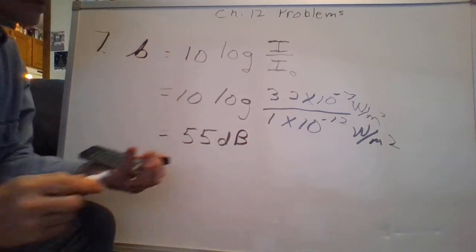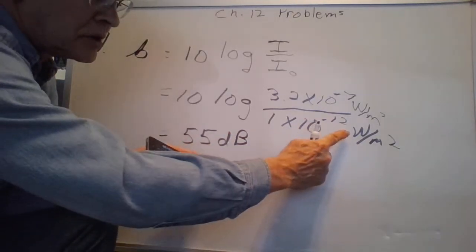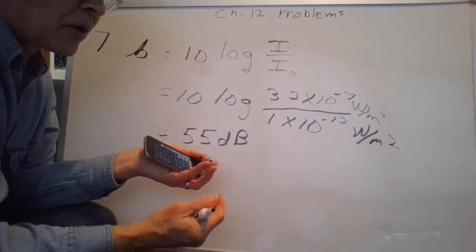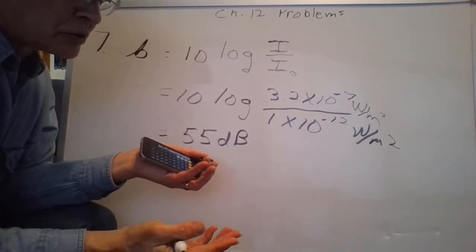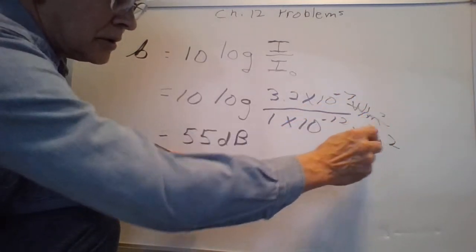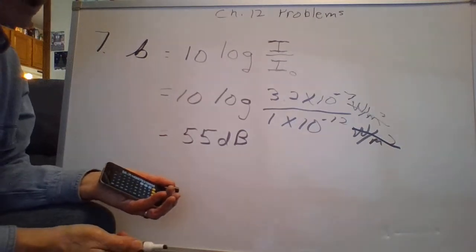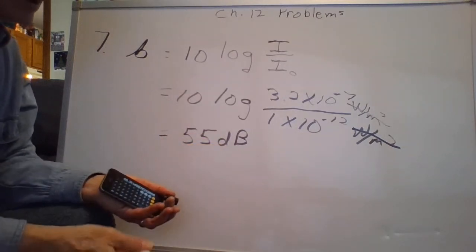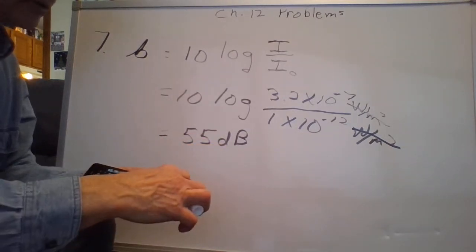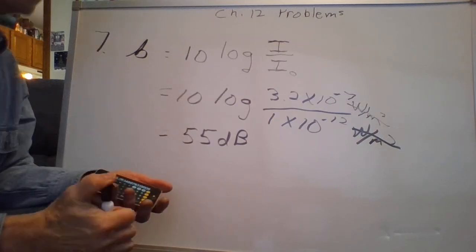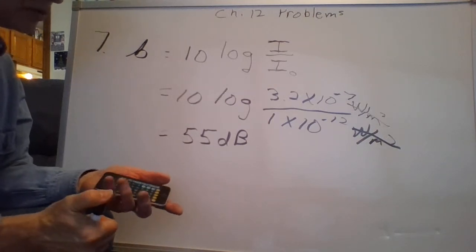Not actually a unit, because you notice that the watts of power per square meter cancel, right? So we really don't get any unit label. Decibel is actually just an expression of a ratio. It's actually the log of a ratio, which is a unitless number.